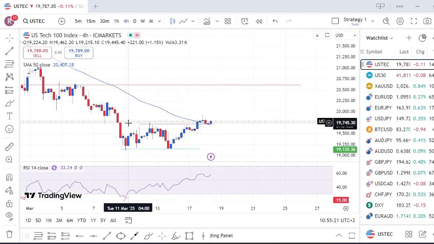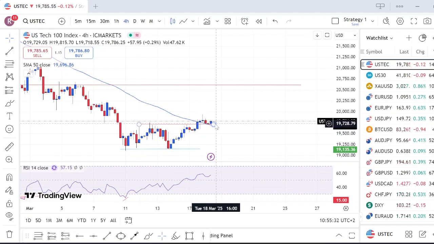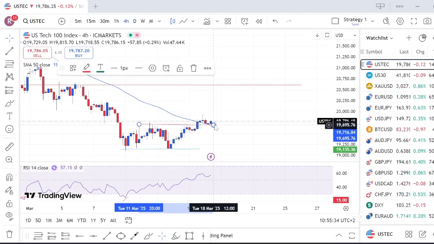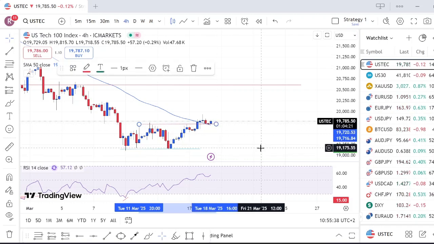However, starting on Tuesday last week, we moved into a bit of a consolidation phase. Market started finding support at 19,150 as well as resistance at 19,720. So we were able to capitalize on a few trades there, but again, there was no long-term directional trend. So it was just very much in and out type of trades.